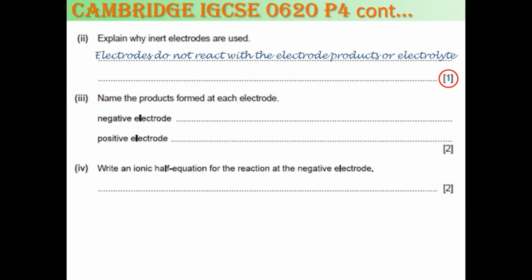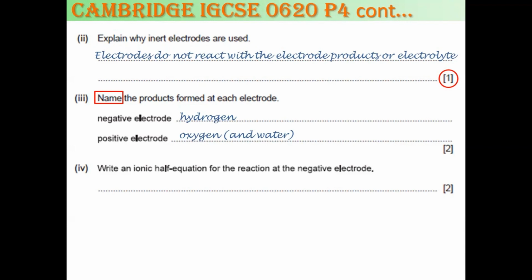Let's move on to Roman 3. We've been asked to name the products formed at each electrode. What's important here is they are looking for the names. What happens if you give the chemical formula, like for hydrogen, which is the product at the negative electrode, H2? You may get the mark or you may not. So if they say name, they're really looking for the name. You have to give the name in full.